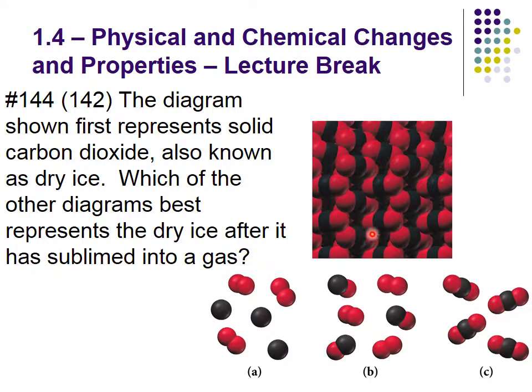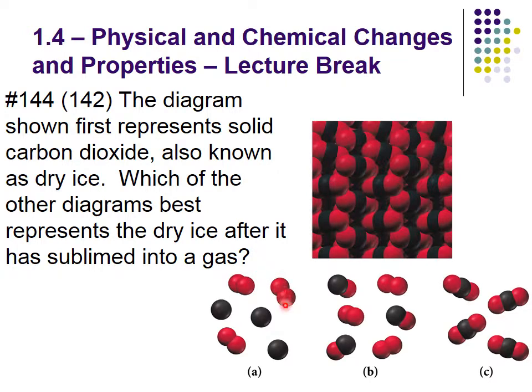And we know it's a solid first because it tells us it's a solid. But we also know it's a solid because it's really compacted together. Solids are really compact, liquids are not quite as compact, and then gases are much farther apart. So we know that these all represent gases because they're all farther apart. So we have to look at what's different about them.